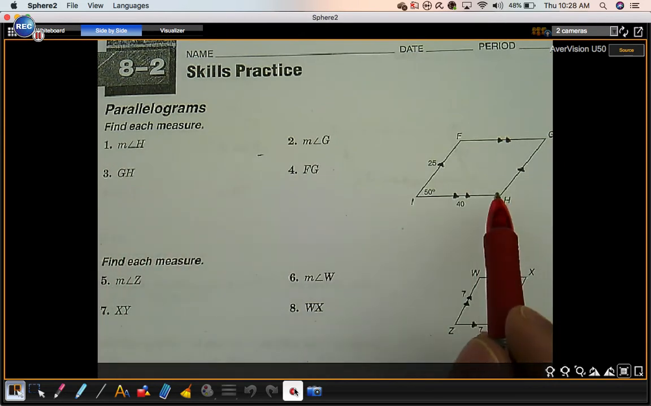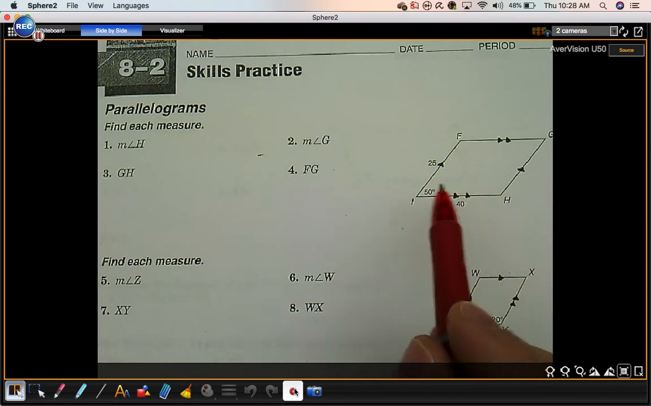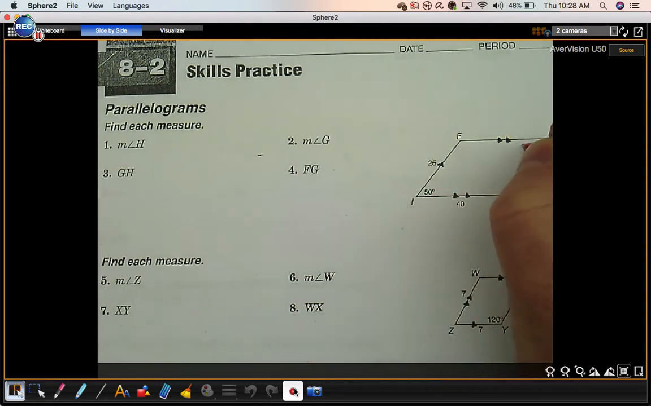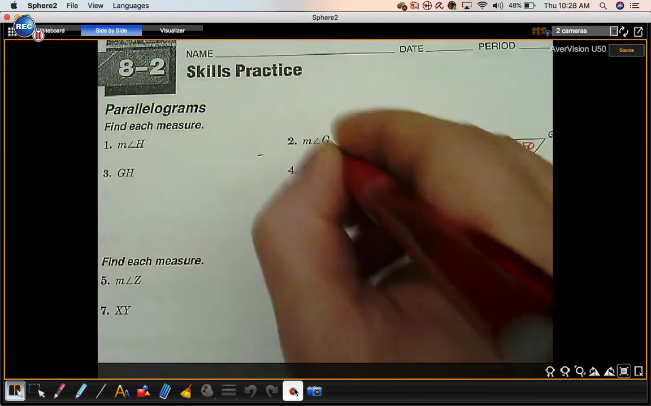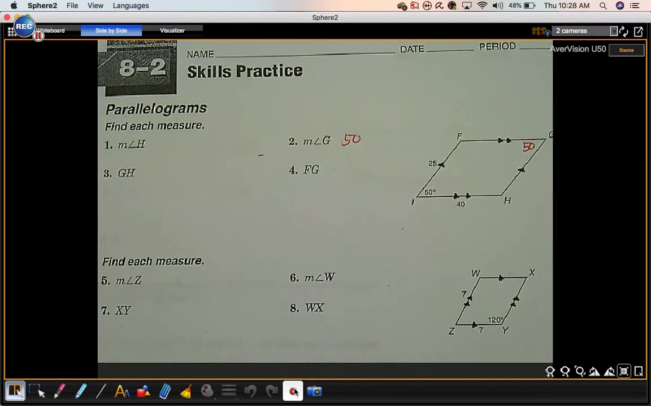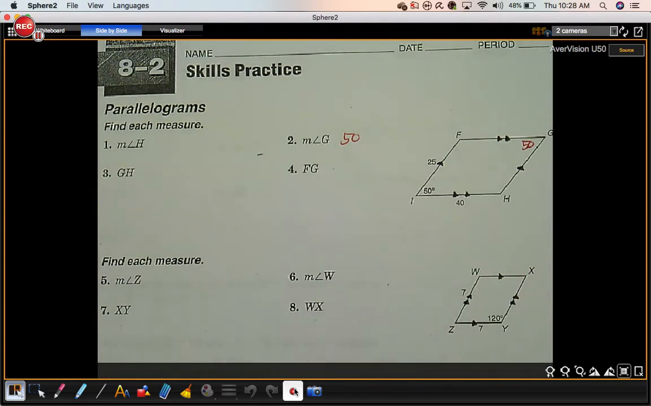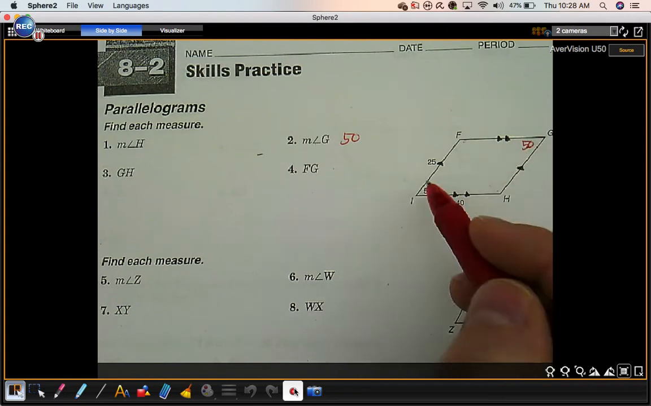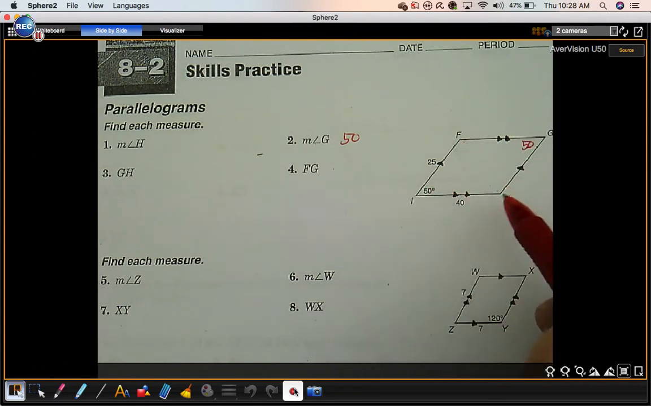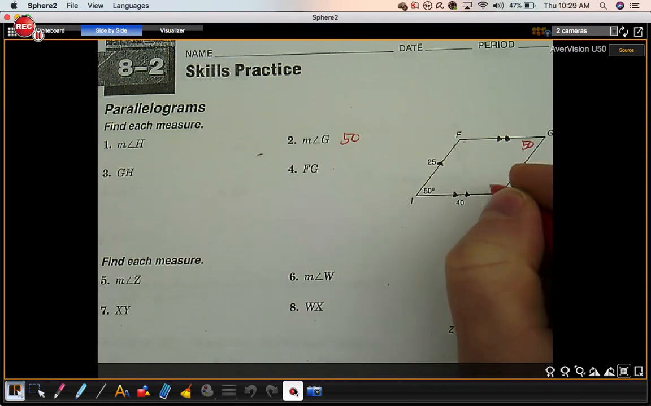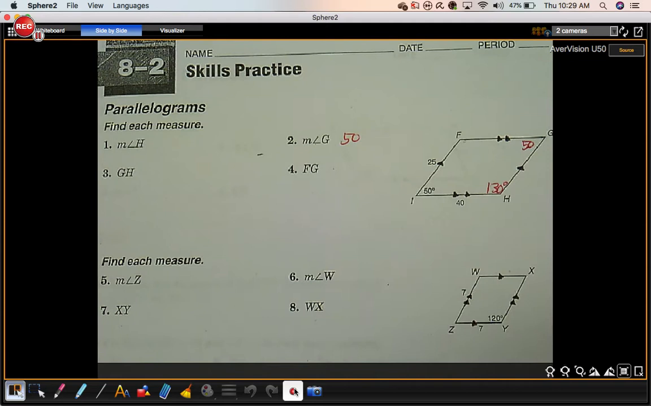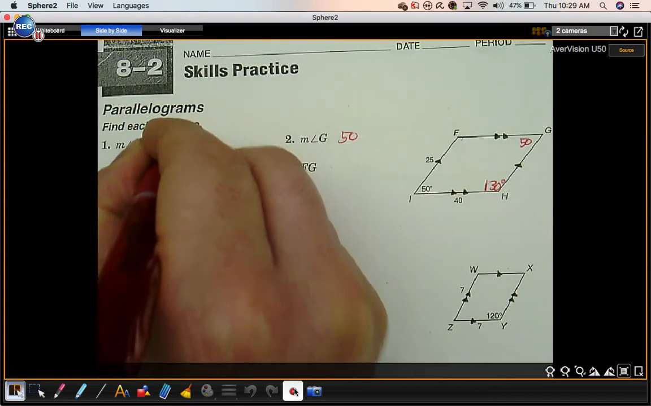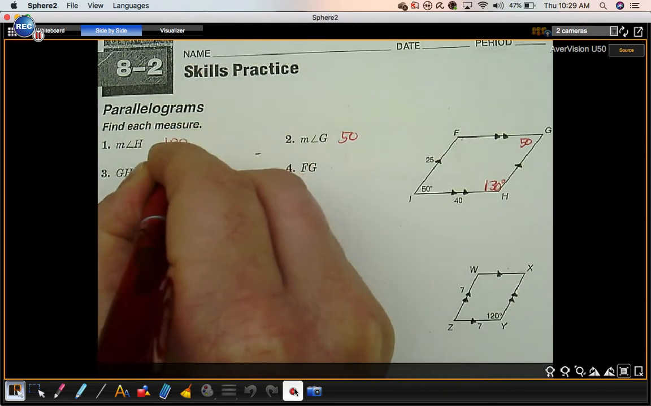We want to find the measure of angle H. We know in parallelograms that opposite angles are congruent. So if this angle is 50, this angle is 50. So we know that angle G's measure is 50. But what about angle H? These angles are congruent to each other as well, but they're not 50. These are acute angles. These are obtuse angles. Remember, your adjacent angles in a parallelogram add up to 180. So this is 130 because of that. 180 minus 50 gives you that 130.